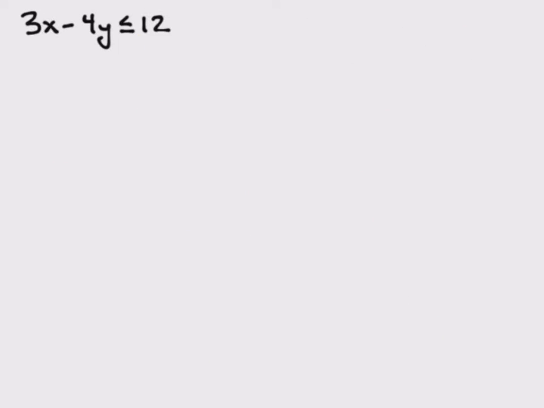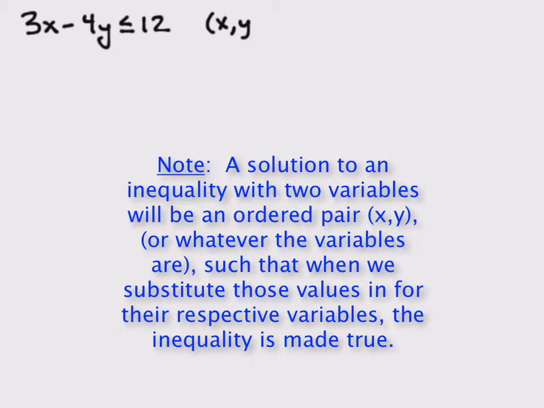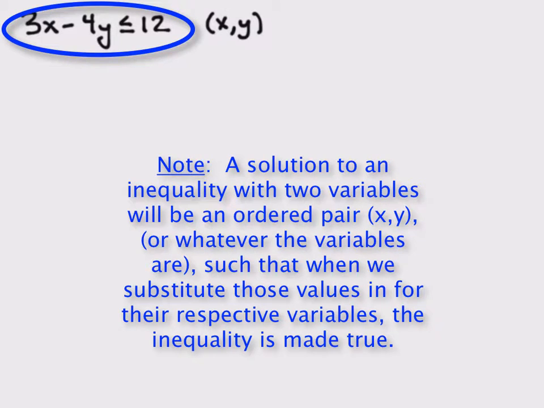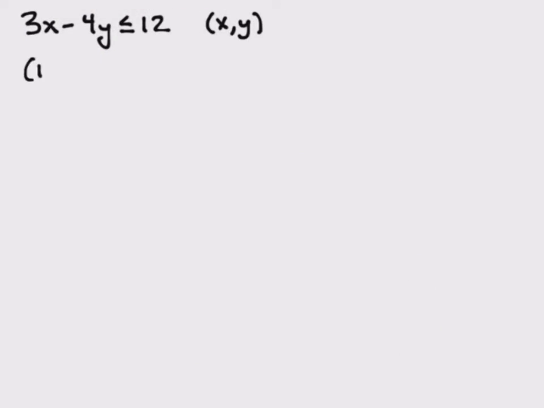In this section, we're going to be solving very similar inequalities, only now our inequalities are going to involve two variables. For example, 3x minus 4y is less than or equal to 12. And now we're looking for ordered pairs of numbers x comma y such that when we substitute both numbers in for the respective variables, we get a true statement. So can you think of any ordered pairs that would make that statement true? How about 1 comma 5?